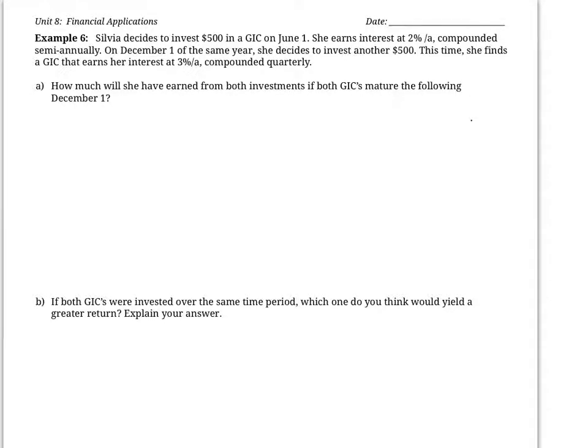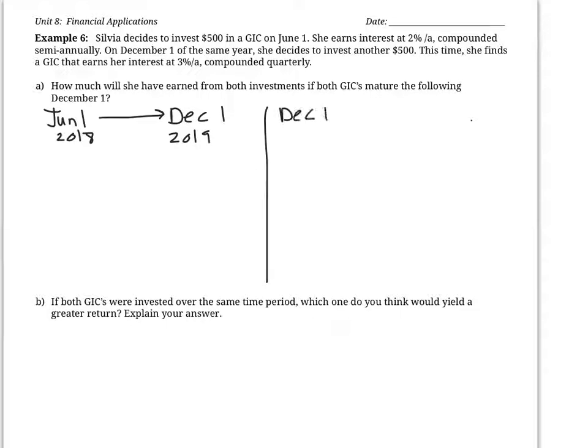So let's quickly organize ourselves with some sort of divider. Our first investment starts on June 1st, and it's going to go until December 1st of the next year. So let's say that this is June 1st of 2018. That means it's going to mature on December 1st of 2019. And our second GIC, we're investing it on December 1st of 2018, and then it's going to mature the next December 1st, of 2019. So both of these are going to mature, or stop calculating interest, on December 1st, 2019.